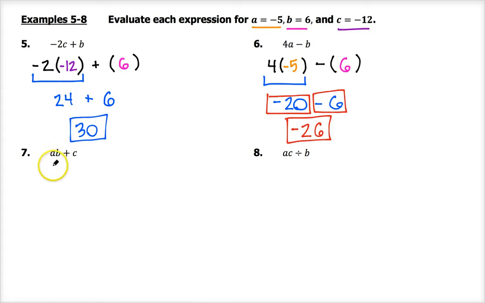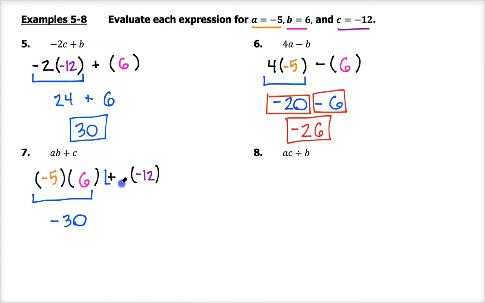Okay, number 7. This time we have A times B plus C. So again, I'm going to write in my parentheses here for A times B and then plus C. Substituting negative 5 for A, 6 for B, and then negative 12 for C. So I'll start off by taking negative 5 times 6. Negative 5 times 6 is going to give me negative 30. So this is negative 30 here.